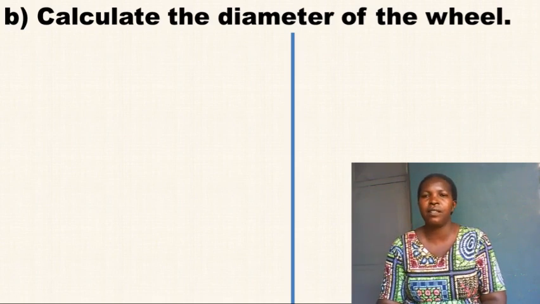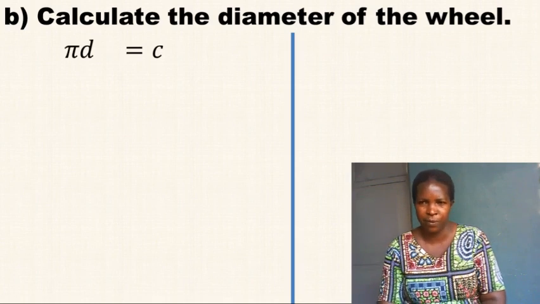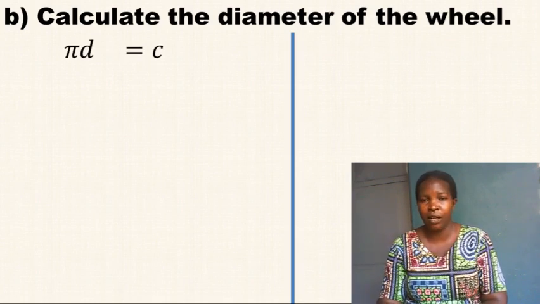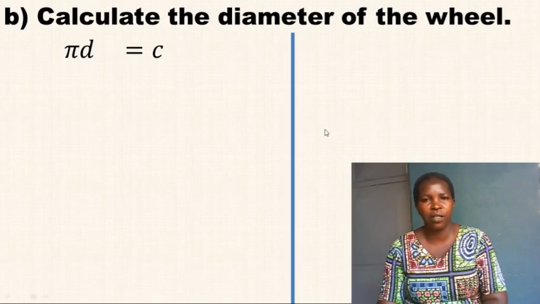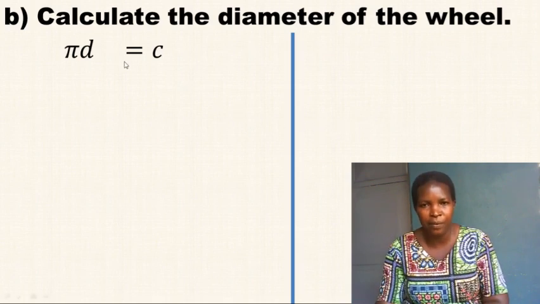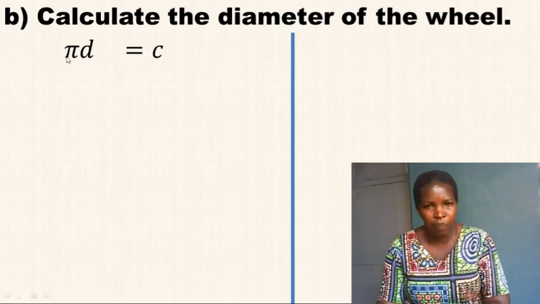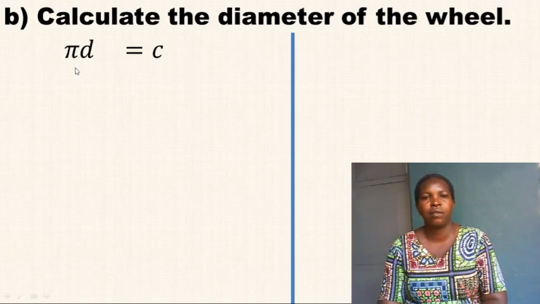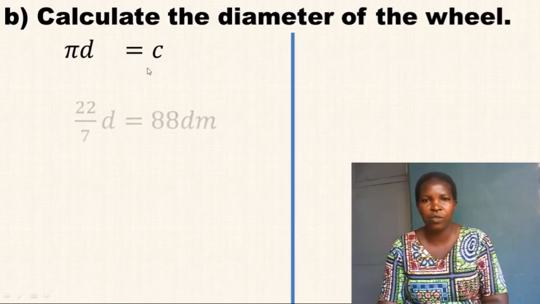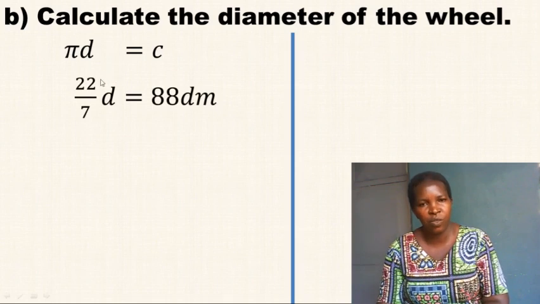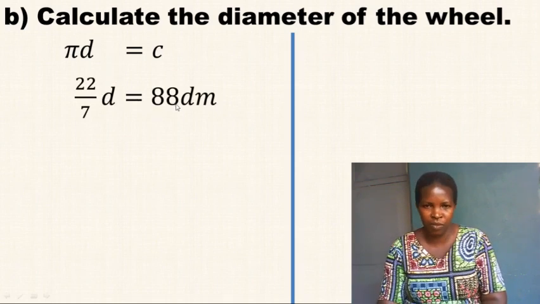Somebody is reminding us that pi d is equal to circumference, which is very good. Now, after stating the formula that pi d equals circumference, remember circumference is given. We've already found it as 88 decimeters. Pi is a constant, which is 22 out of 7. So what we shall have to do is to substitute. Our pi as 22 out of 7 times diameter equals 88 decimeters.